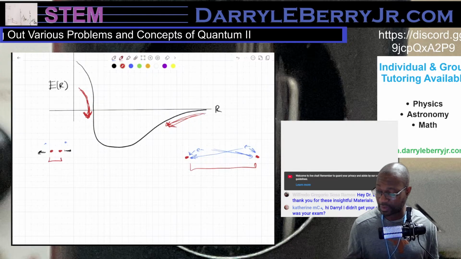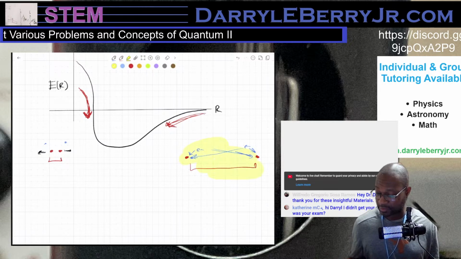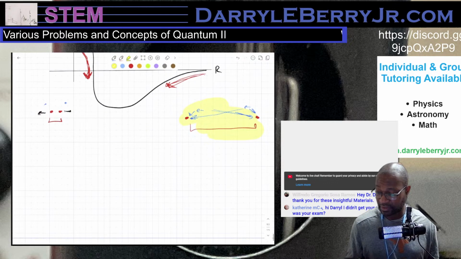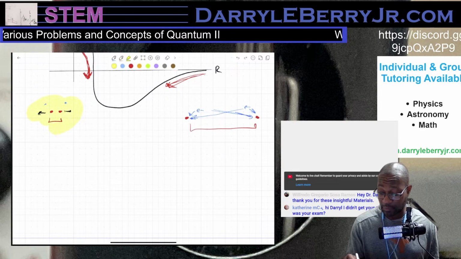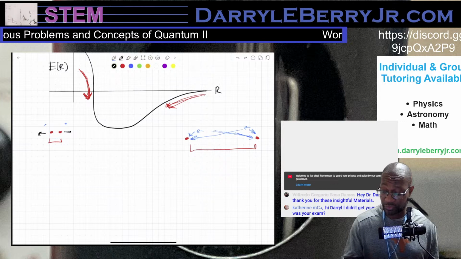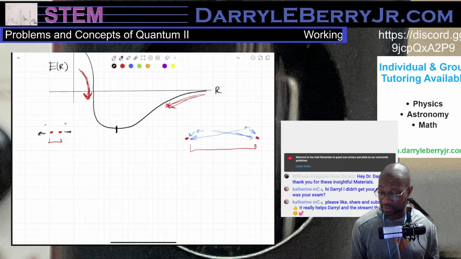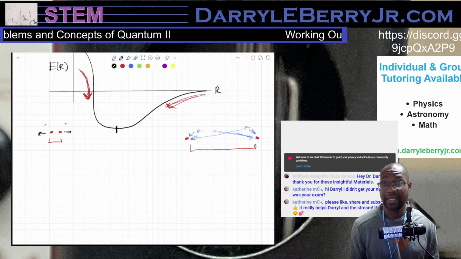So if they're very, very far away, they'll want to attract towards each other. If they're very, very close, they'll want to push away. Now, there's a certain distance, a certain range at which the direct repulsion of the electrons and the cross attraction of the electrons and protons balance, and this ends up being the bond length.